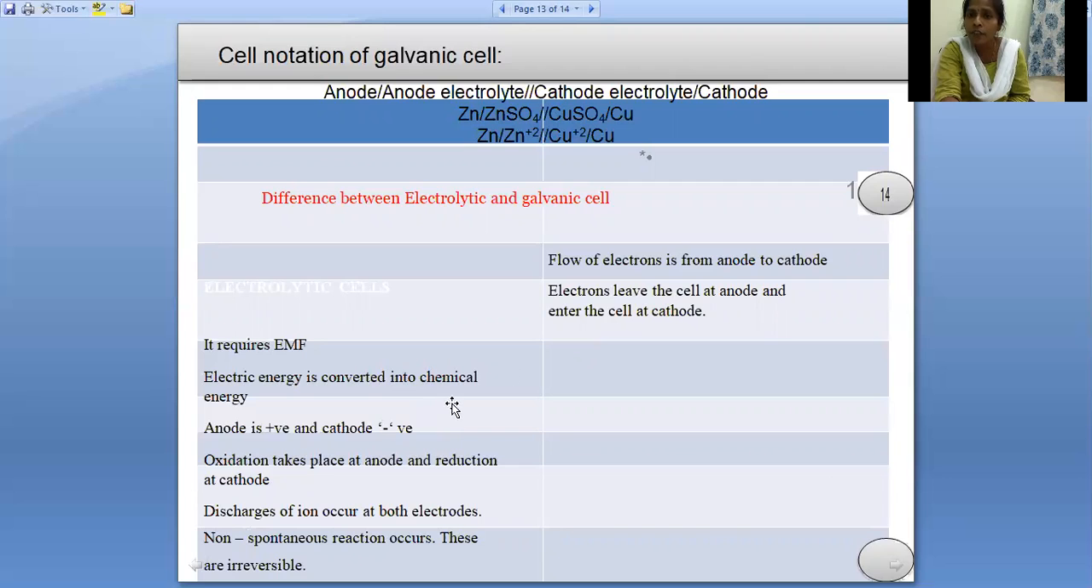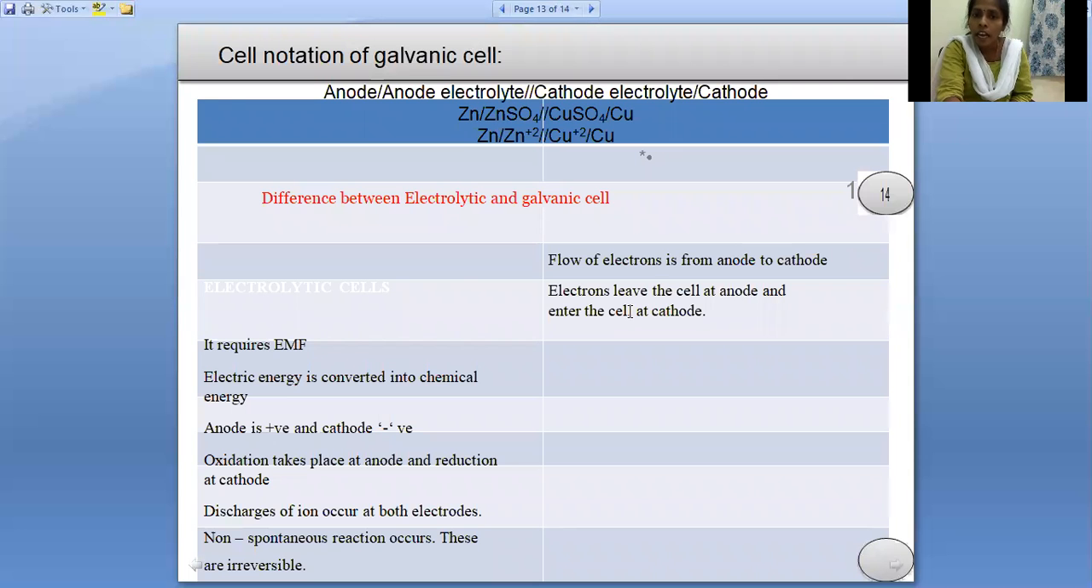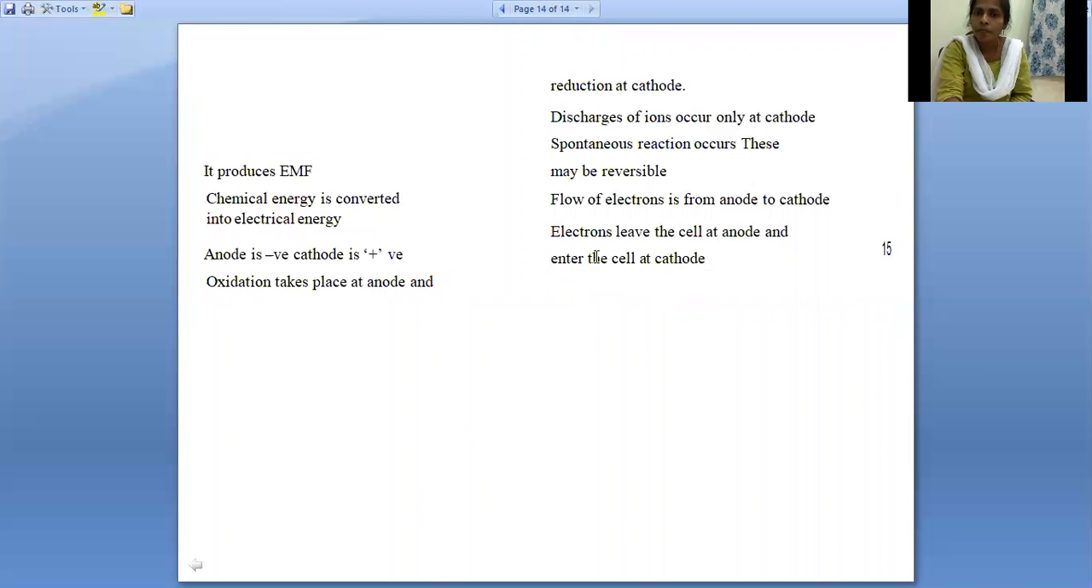The flow of electrons is from anode to cathode, and here also from anode to cathode. Because at the anode there is always oxidation, that means loss of electrons, and at the cathode gaining of electrons. Whatever electrons are lost at the anode are gained by the cathode. So electrons are always transferred from anode to cathode. Electrons leave the cell at the anode and enter the cell at the cathode. The same happens in the galvanic cell also.